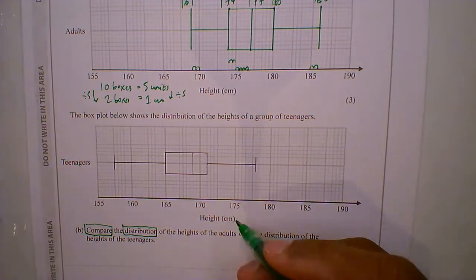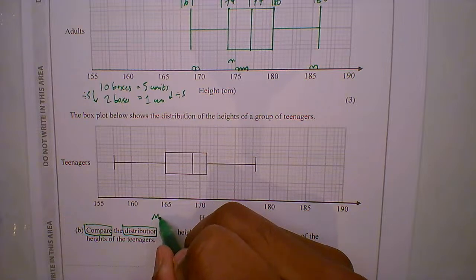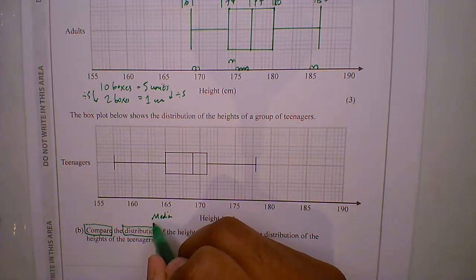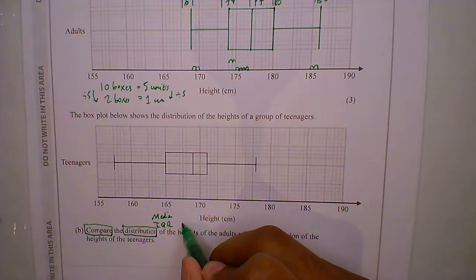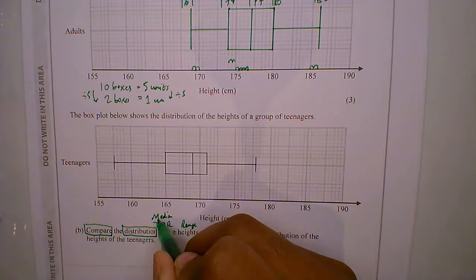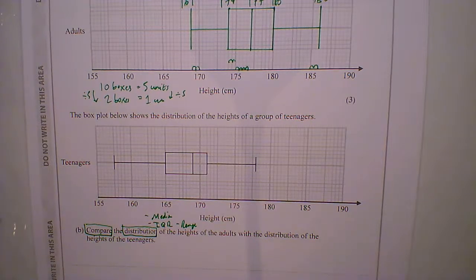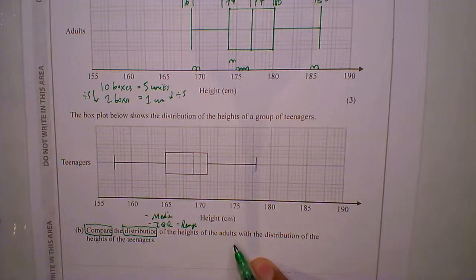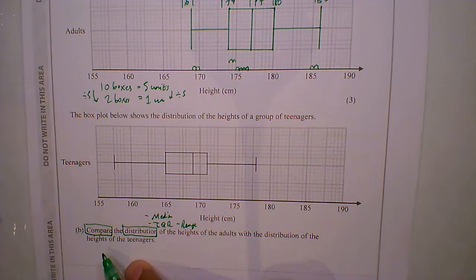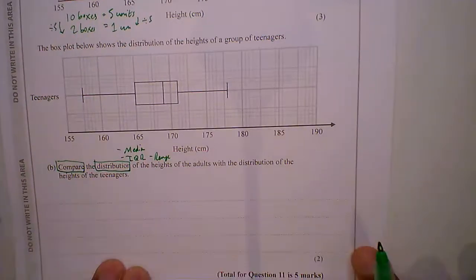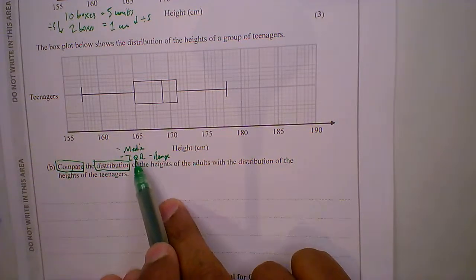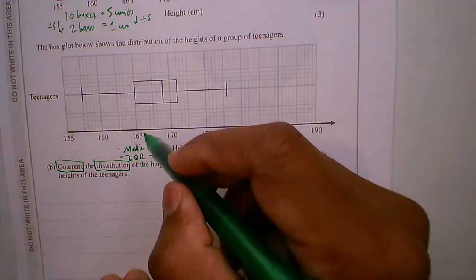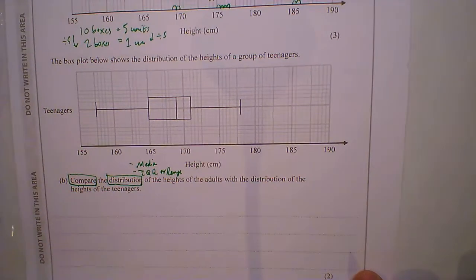Now, when I compare distribution, I usually look at the median, interquartile range or the range. Those are the 3 possible things I can make comments on. This is worth 2 marks, so I need to make a comment on 2 of those 3 things. Median is 1, and then IQR or range is the other one. And I have to compare them.